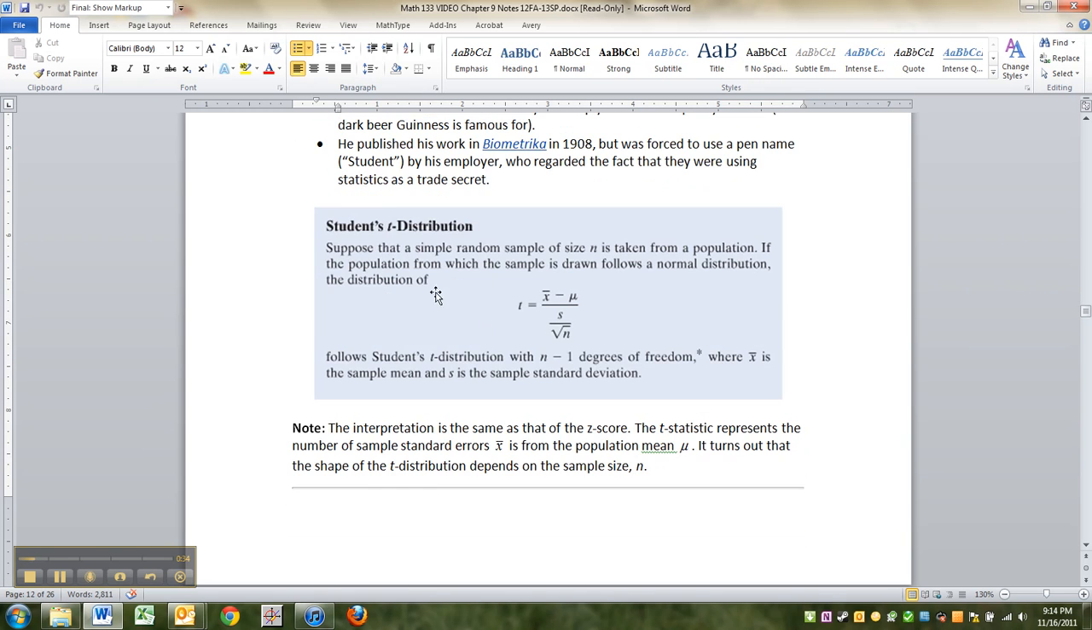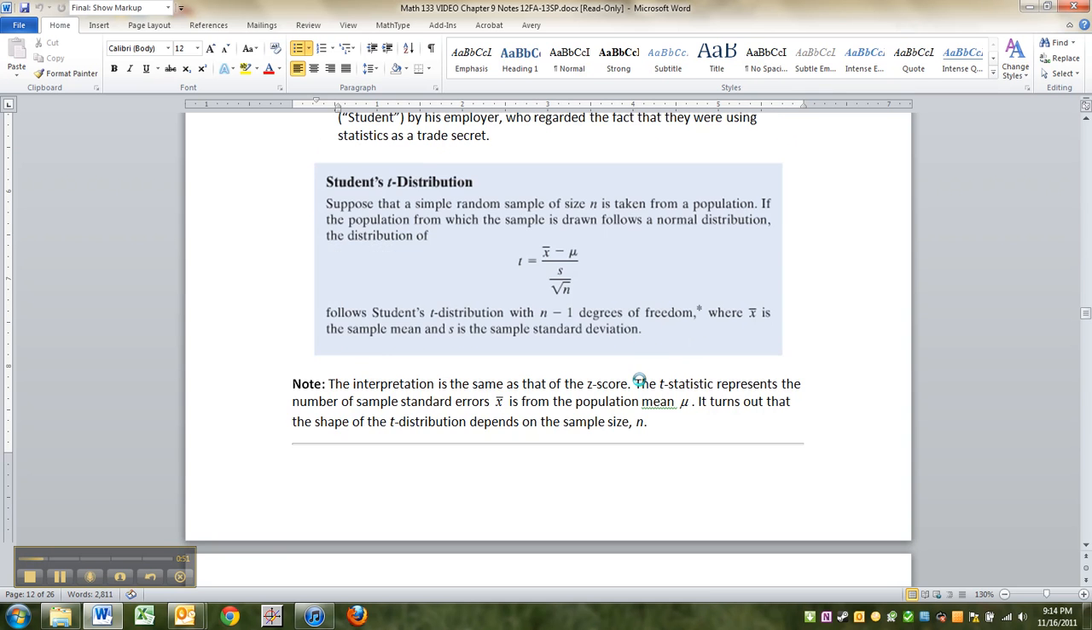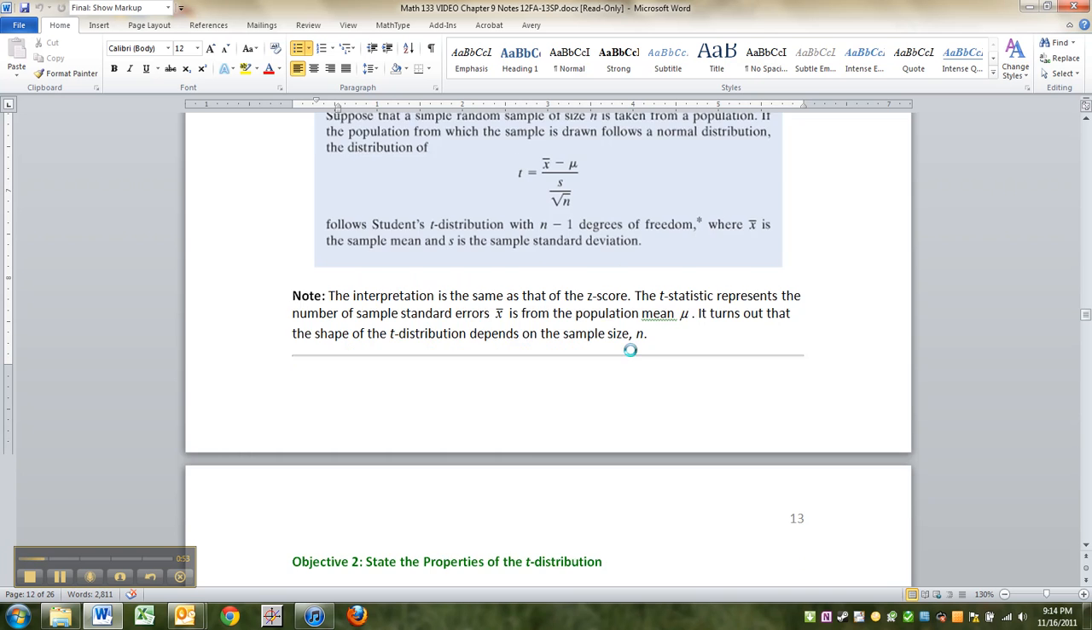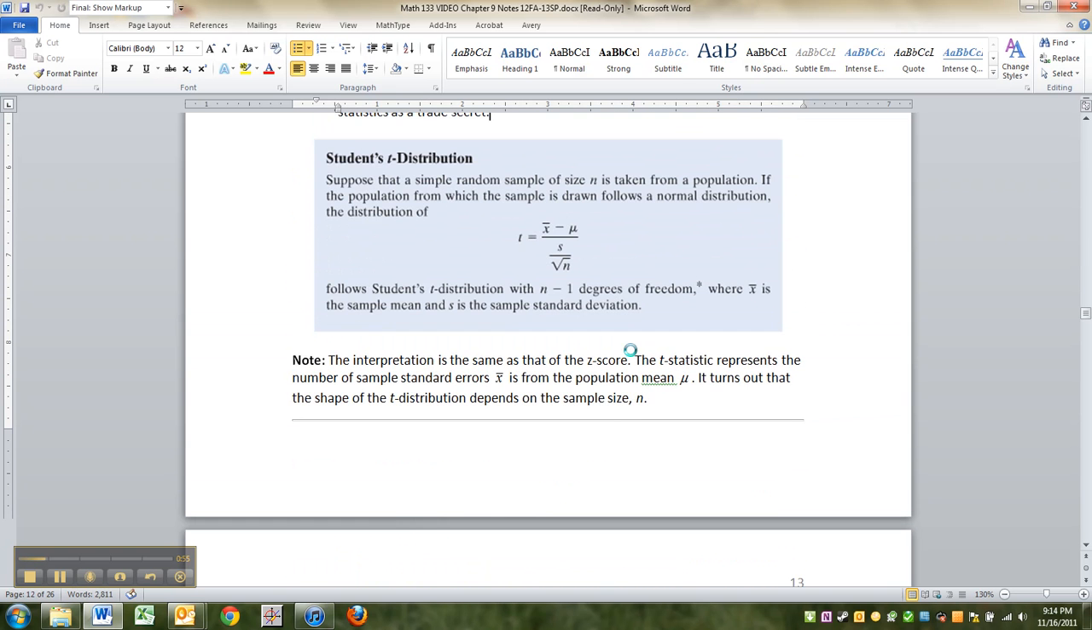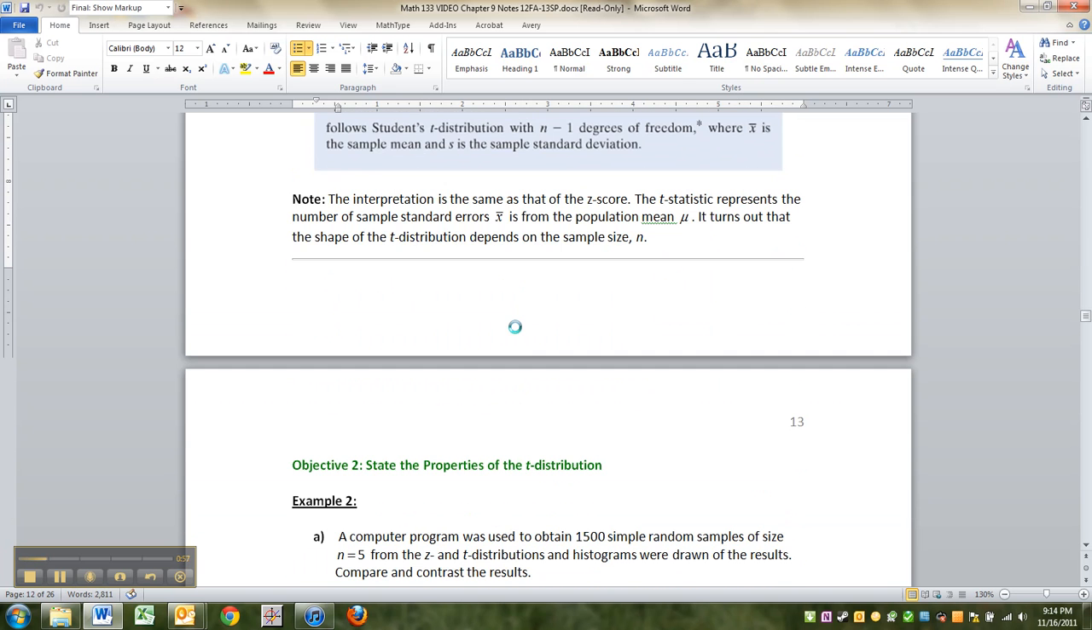And he discovered this: that when you have S instead of sigma, you have a slightly different distribution than the normal distribution. It's called the t distribution, and it has n minus 1 degrees of freedom. Now keep those words in mind, degrees of freedom. Those are going to come back up to haunt us pretty much through the rest of the course. And he published under the name Student because he had to hide his identity.